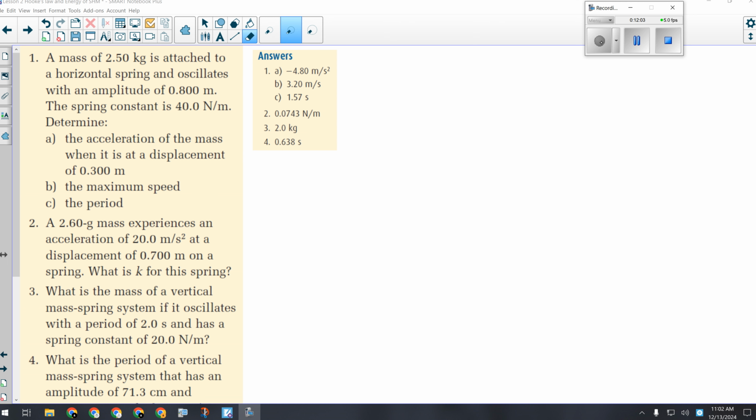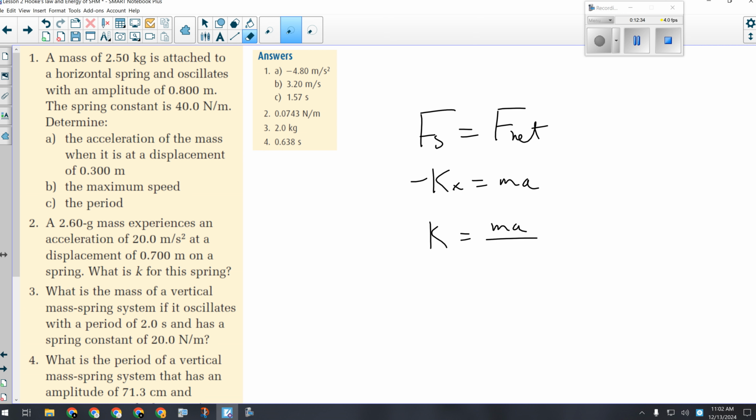Right, it's a Hooke's law question. You know the acceleration, and you know the displacement, and you know the mass. The only way for you to get k there is to use Hooke's law by saying that the force in the spring is the net force. With those givens, that's all we can do. Right, so negative k times x equals m times a. We're solving for k, so k will be m times a over negative x.